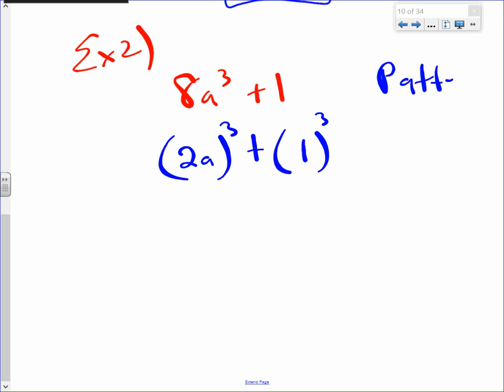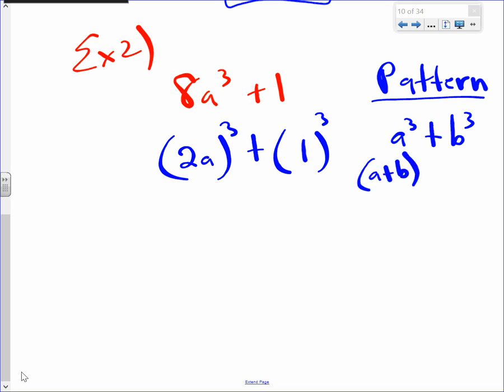Check this out. What if we have a sum of 2 cubes? Look what the pattern says. The sum of 2 cubes, let's say a cubed plus b cubed, becomes a plus b, the same binomial. Hey, it's kind of looking at the same thing. Instead of a minus b, though, it's a plus b. It's looking like the difference of 2 cubes so far. Let's keep going.